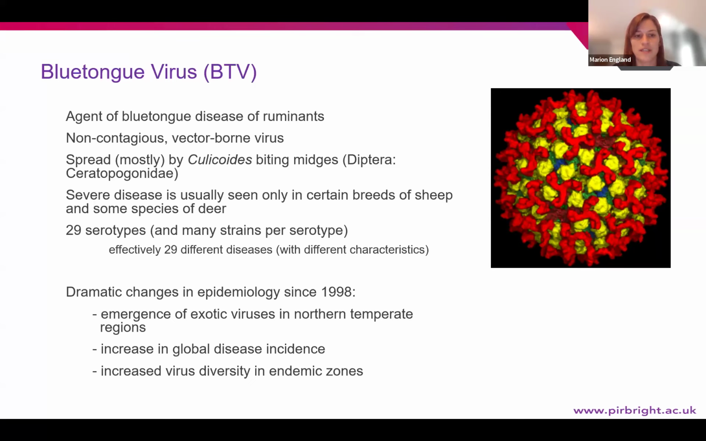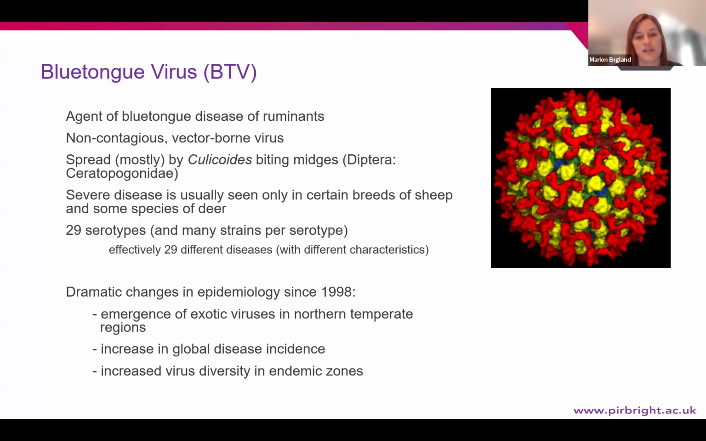And there's 29 different serotypes so far and counting. And there's many different strains per serotype. And these serotypes can behave in very different ways. So they can present clinically differently. And they're almost like 29 different diseases. And if you have one, you don't then have immune protection against a different serotype. You can't catch one and then be immune to another serotype if it happens to come along.